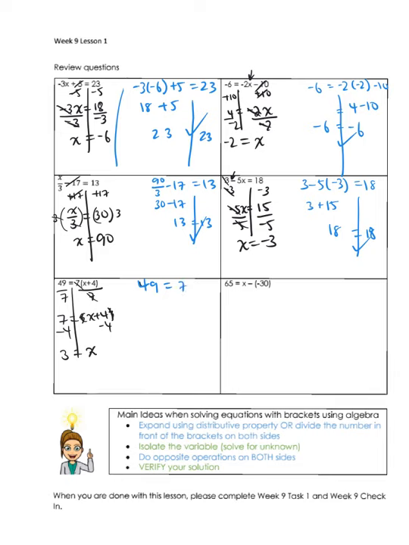49 is equal to 7 times... let's see if this works. 7 times 3 plus 4 is 7 times 7. That gives me 49. 49, yes, it is equal to 49. Okay, so we got this one right as well.